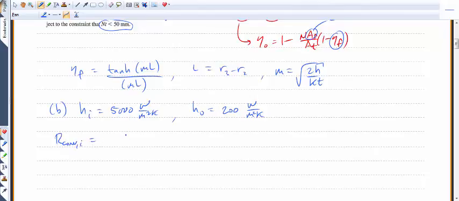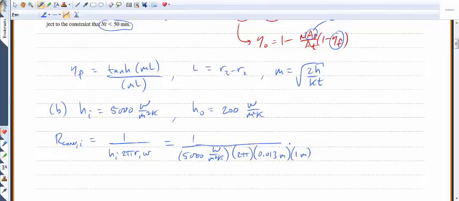The inside convective resistance is 1 over h_i times the inside area, which is 2 pi R1 times W, which equals 1 over 5,000 watts per square meter Kelvin times 2 times pi times R sub 1, which is 0.013 meters, times a unit depth, 1 meter. And putting these numbers in, you get a value of 2.45 times 10 to the minus 3 Kelvin per watt.